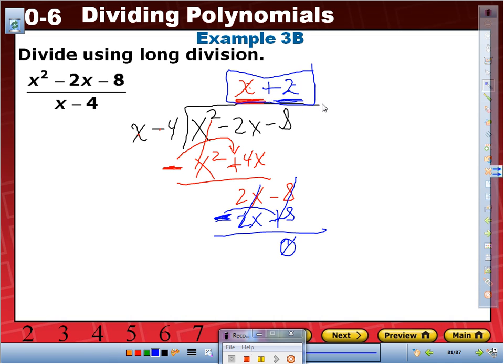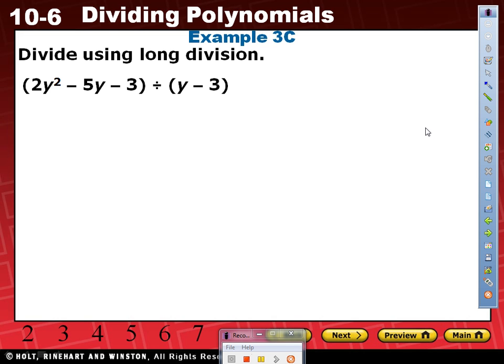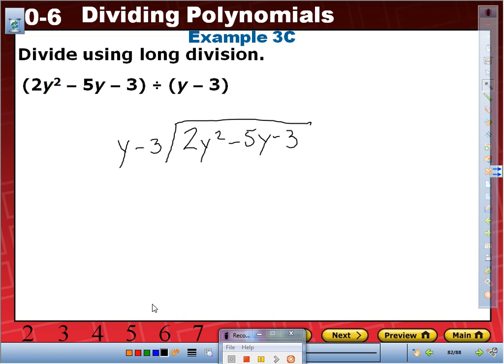Okay, let's do another one. One more. Here we go. Last one. Copy this one: 2y squared minus 5y minus 3 divided by y minus 3. Do this one together a little bit faster. Let's get started with our dividend. What's our dividend? 2y squared minus 5y minus 3 divided by y minus 3. How many terms here? 2. So my first number should go above this one.